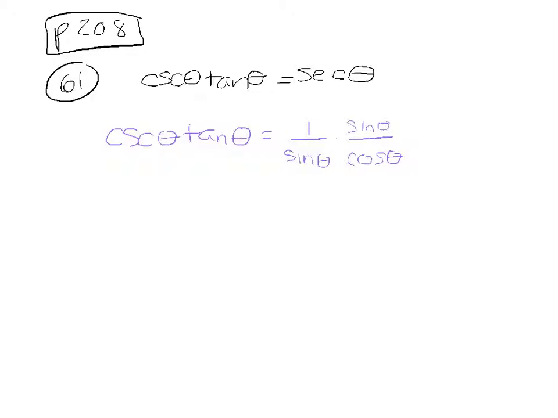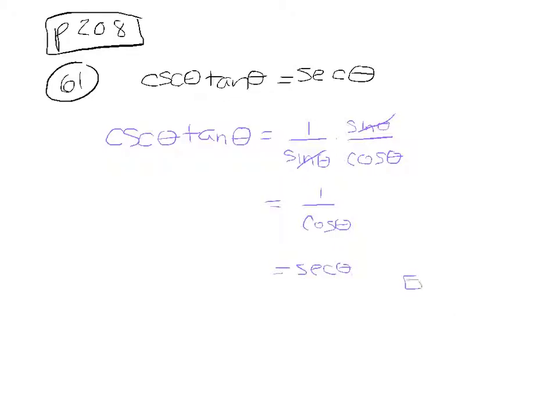Okay, what happens when I do that? The sines cancel. So I am now left with 1 on top and cosine on bottom. Now it's always a good idea to keep in mind, what are you trying to get in the end? Secant. So I have 1 over cosine. Secant is 1 over cosine. So I can just say this equals secant.